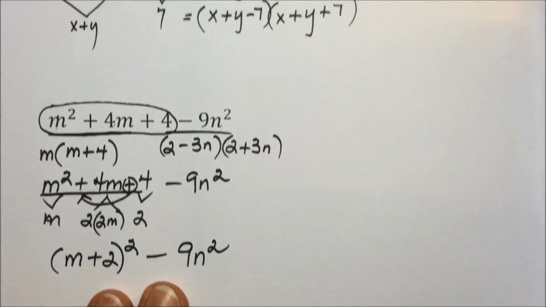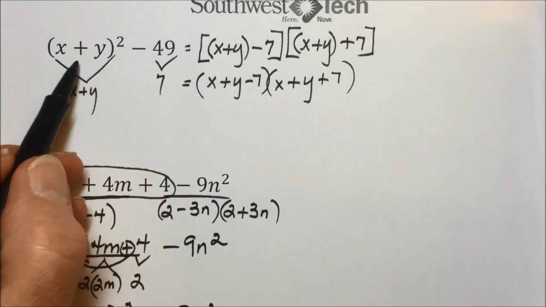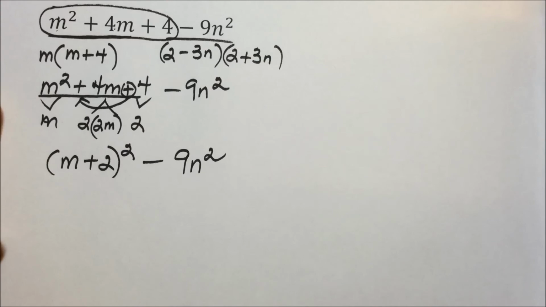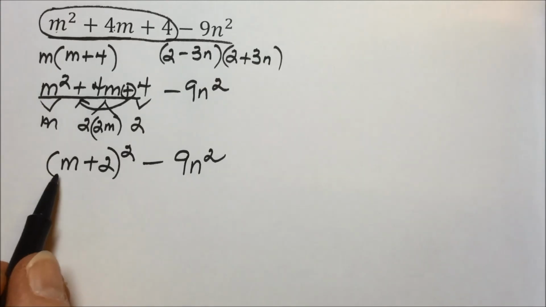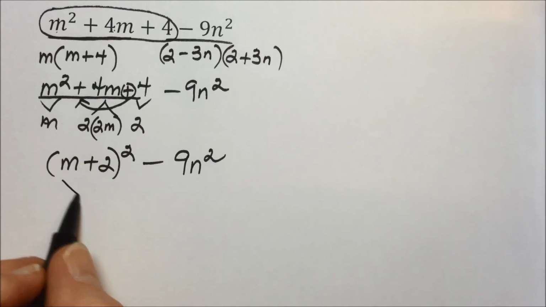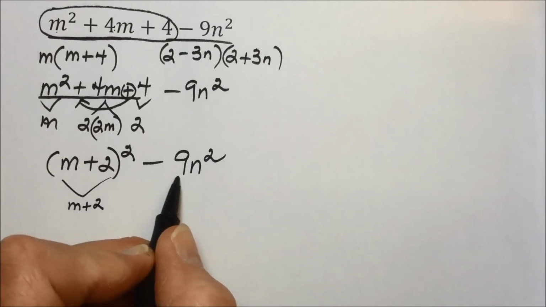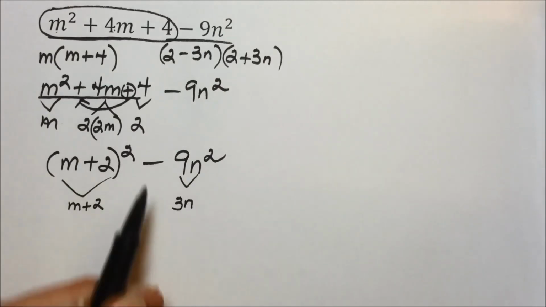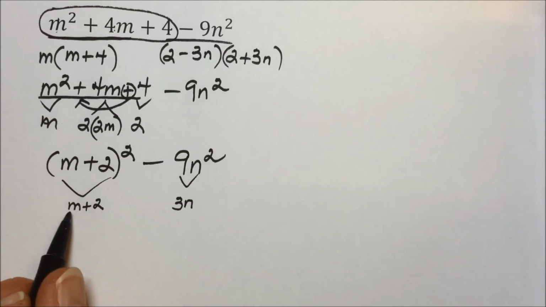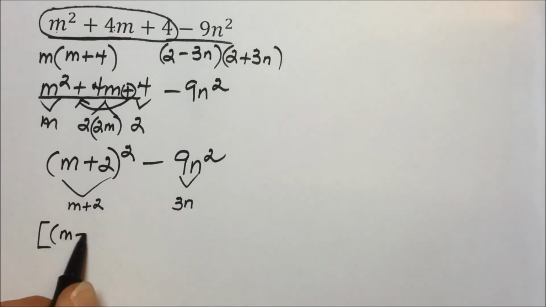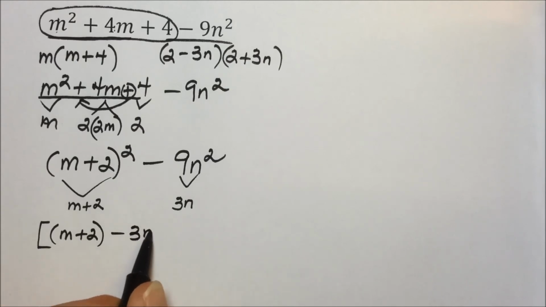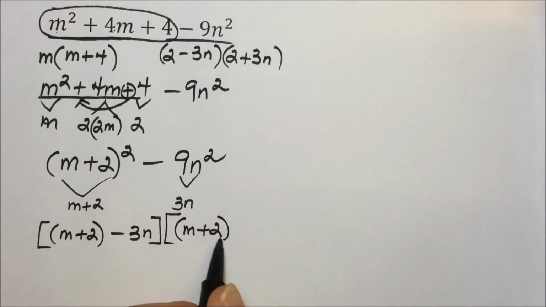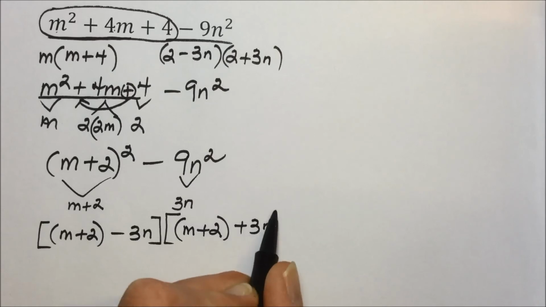This now has a look of this problem that we just had, where we have something squared minus a squared. We have a difference of squares, just a little more complicated, but square root of something squared is that binomial in this case. This is a perfect square. Square root of 9n squared is 3n, and we have a difference. So this will factor into the square root of the first term minus the square root of the second term times square root of the first term plus square root of the second term.